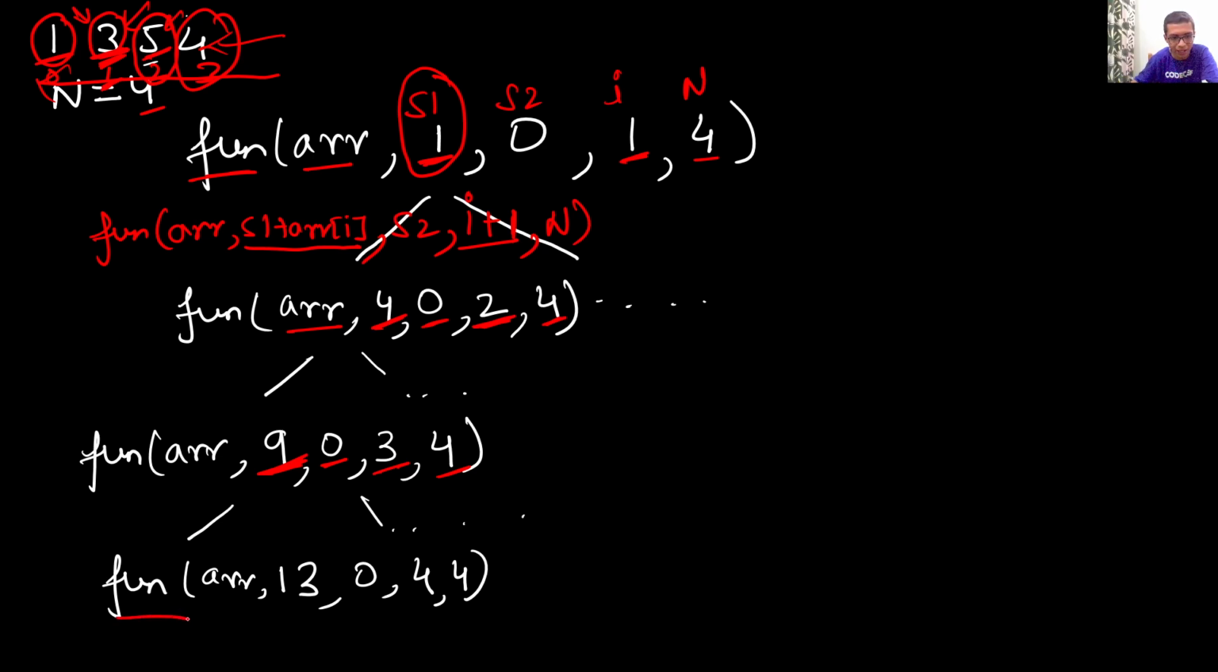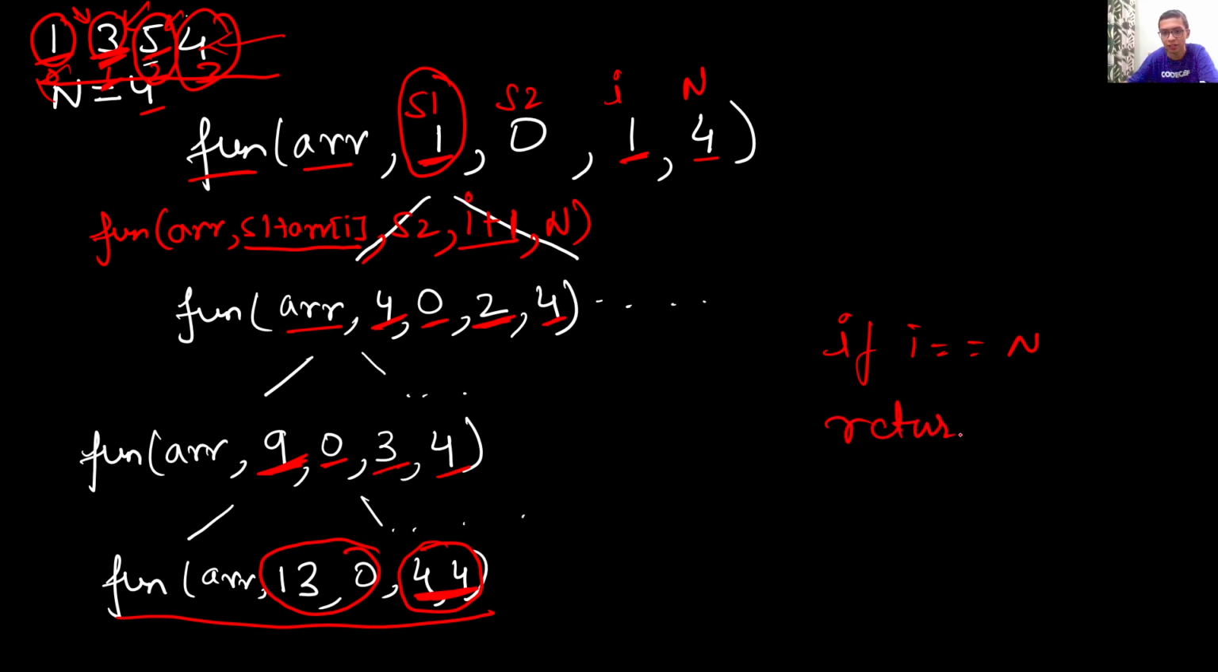So at the very end, when I equals n, it means that we are at the very last level. So we simply have to return the difference of these two sums. So if I equals n, then we simply have to return the difference of s1 comma s2, right?